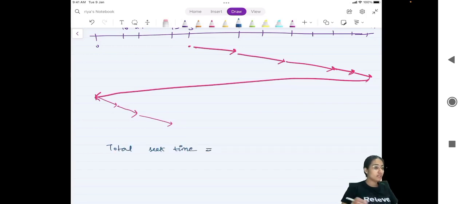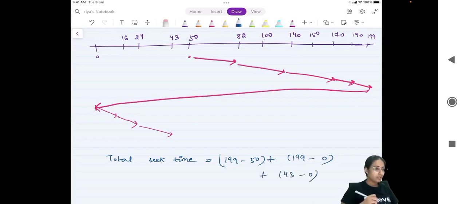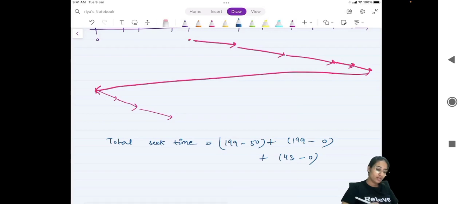seek time over here work, basically, would be that first we went from 150 to 199. Okay, then we went from 199 to 0. Okay, and here it is this. So here the total, I would say, seek time here would be 391. Okay, which is actually slightly, I would say, greater than the one which we have already seen.